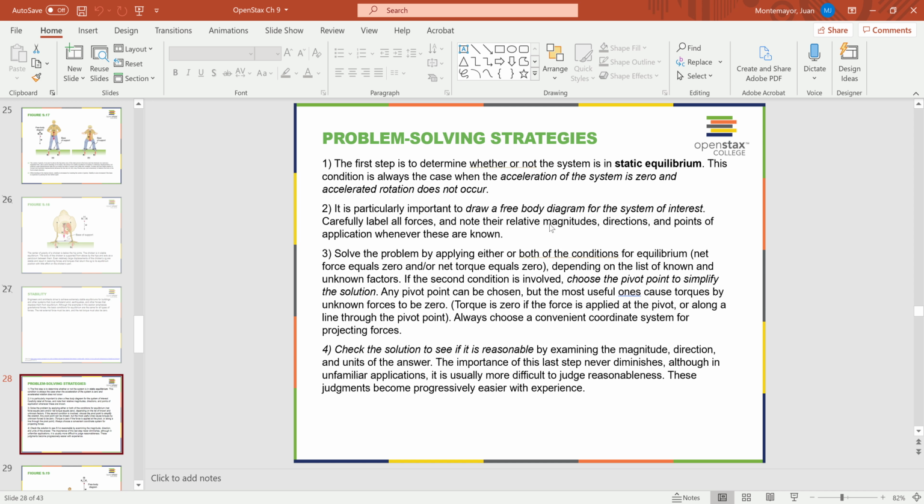And 4, check the solution to see if it is reasonable by examining the magnitude, direction, and the units of the answer. The importance of this last step never diminishes, although in unfamiliar applications, it is usually more difficult to judge reasonableness. These judgments become progressively easier with experience.